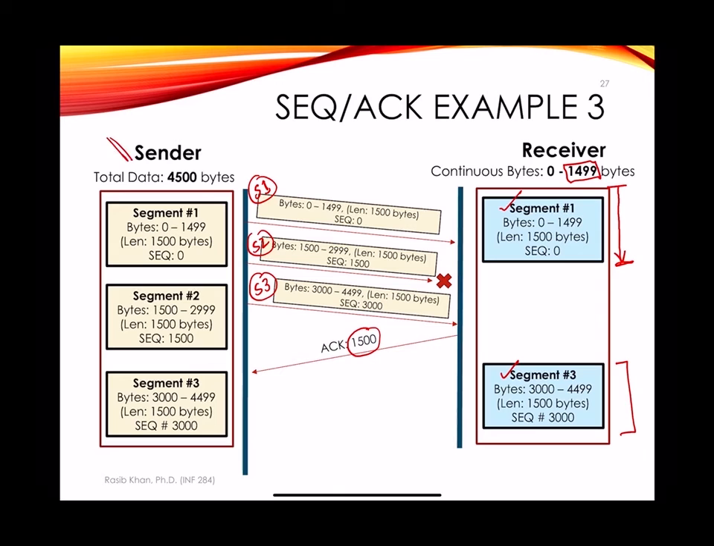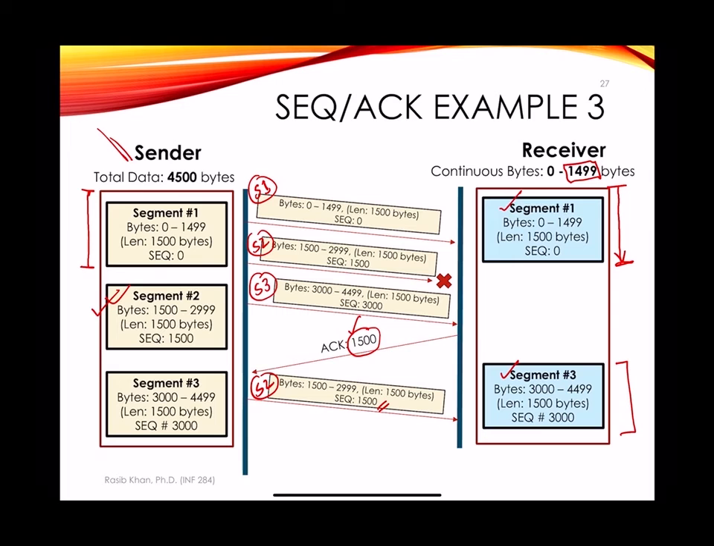So the sender, when it receives an ACK of 1500, it understands that all the bytes starting from 0 till 1499 have been received by the receiver, and the segment starting with byte number 1500 has not been received. So something got lost in the way. So it needs to retransmit segment 2. So it will now retransmit segment 2 again, starting with the sequence number 1500.